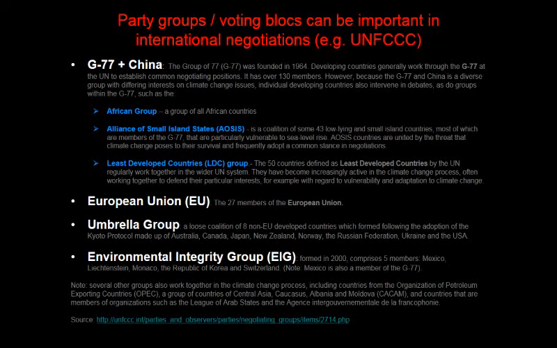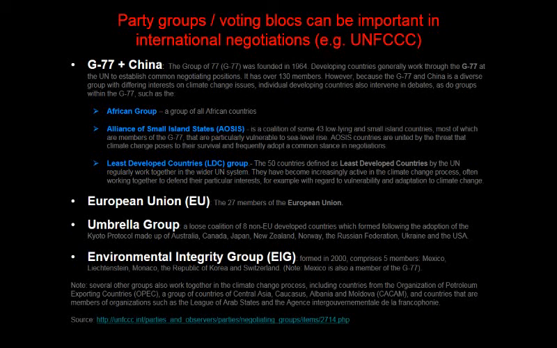So the G77 in China, within that there's some subgroups. So the African group, a group of all African countries. The Alliance of Small Island States, or AOSIS, is a coalition of 43 low-lying and small island countries, most of which are members of G77, and they're particularly vulnerable to sea level rise. They've been particularly active in climate change negotiations.